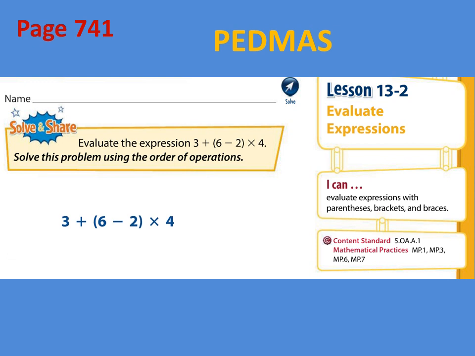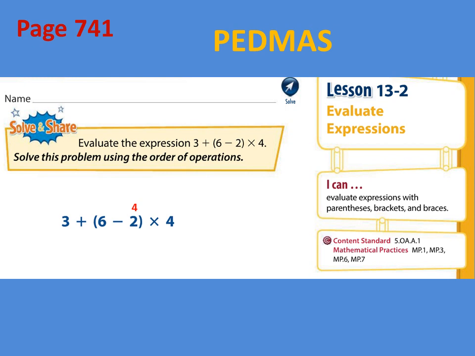Remember, P stands for the parentheses, E the exponents, D division, M multiplication, A and S addition and subtraction. Now think how to start. Of course, we have parentheses here, so we must begin with 6 minus 2. Of course, 6 minus 2 is 4.